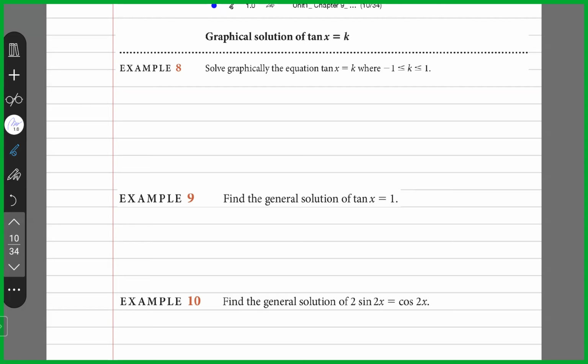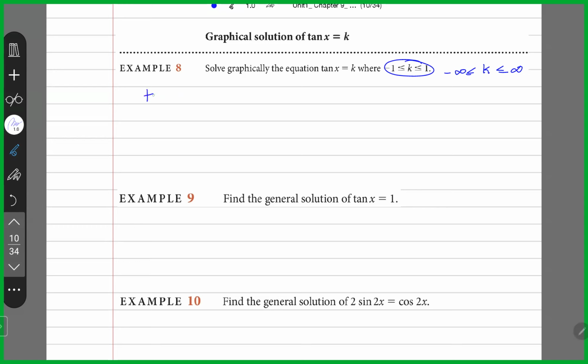This is not really true, you know, because tan can actually go up to infinity. And tan can actually go to minus infinity. This should have been k is less than or equal to infinity and greater than or equal to minus infinity, because the tan of an angle can go up to infinity. The tangent of 90 is infinity, actually.